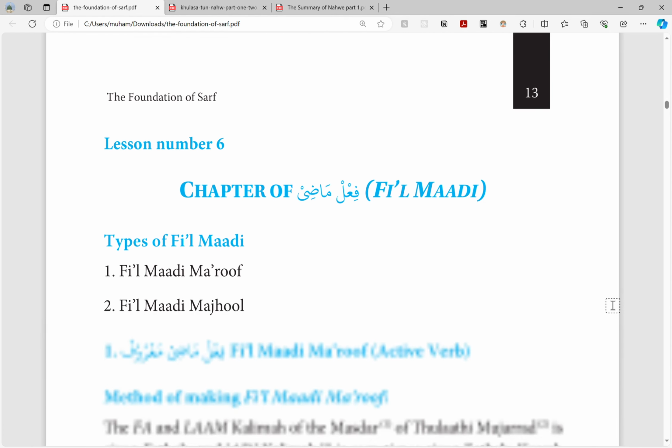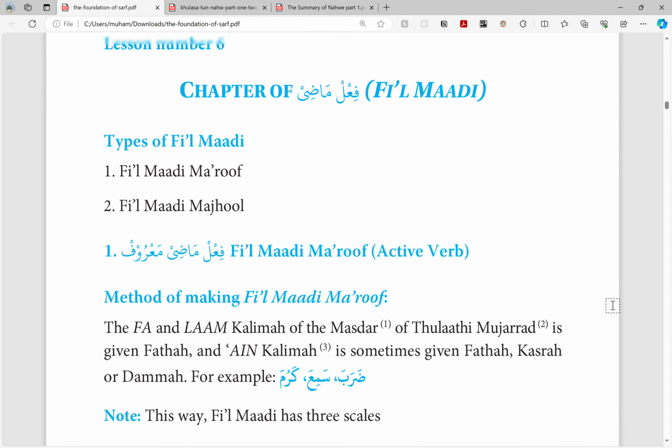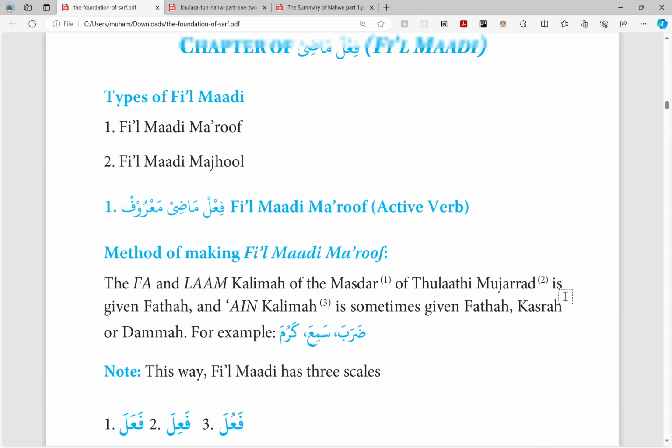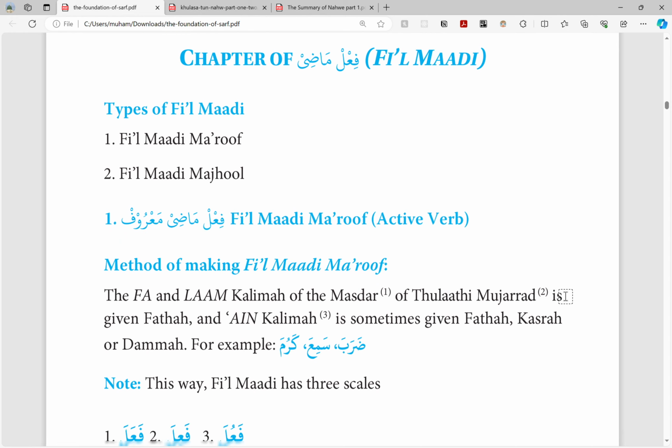And with that, we have ended. We're done with lesson 5. Next one is going to be fi'l madi, past tense verbs. We've covered that briefly in a past lesson. So inshallah we'll do this in the next lesson.